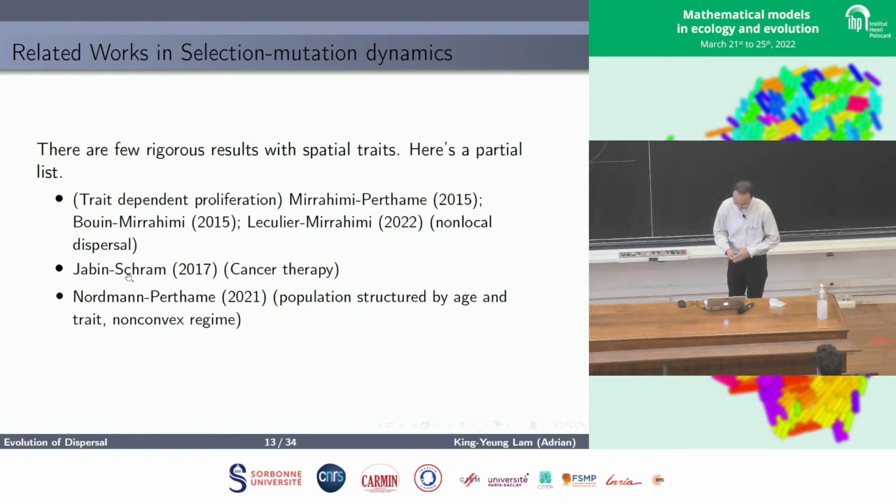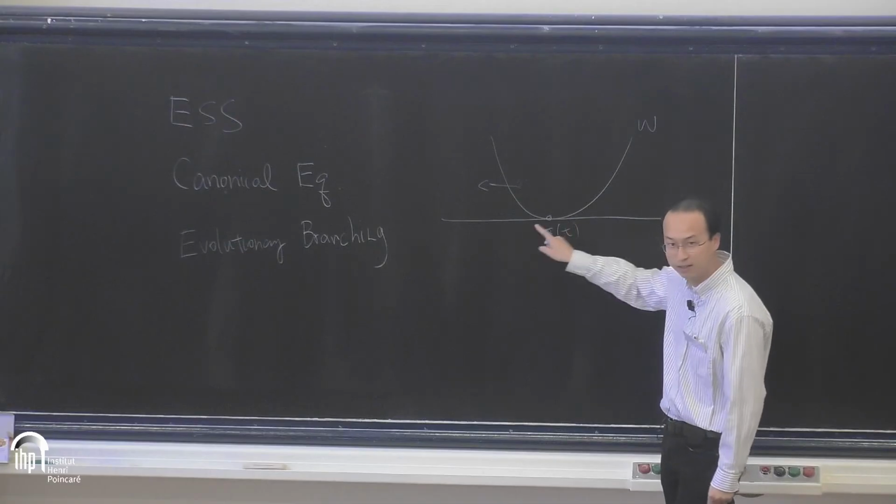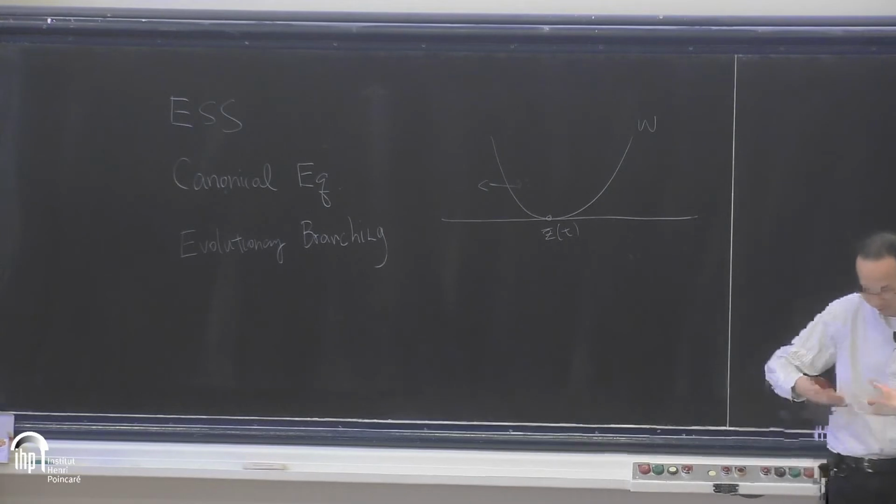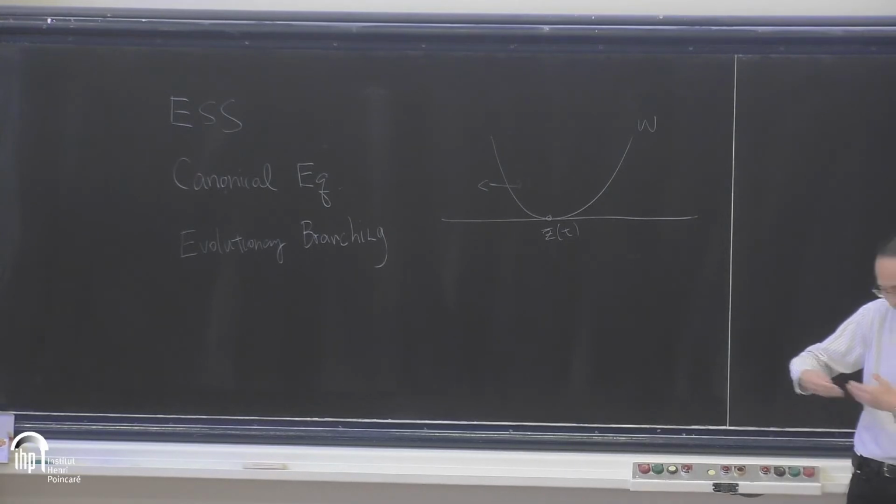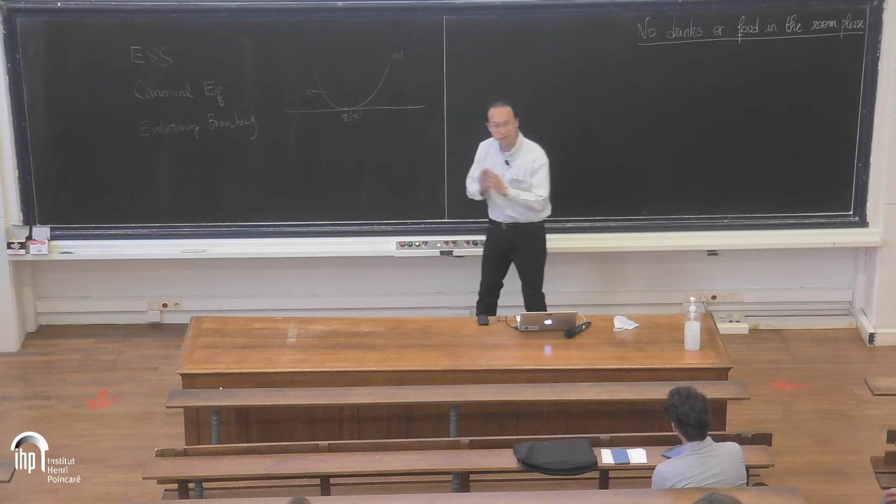There's a paper of Jobin and Schramm about cancer therapy and drug resistance evolution, where space is explicitly included. And there's also a recent work by Nordmann and Perthame, where the population is structured by age and traits. So our difficulty is more similar to the latter two papers, in the sense that for the dominant trait's trajectory, one has to look at the equation over a short time and then try to figure out where this dominant trait is going.